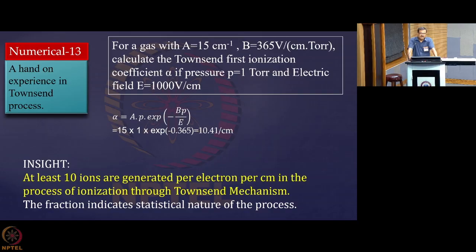That is the way the electrons are getting multiplied by the Townsend mechanism. Now there is one other fact: what we have got is 10.41 per centimeter. Now you know that this many electrons are getting generated. We understand that 10 electrons will be generated or 11 electrons will be generated, but how is it 10.4? What is 0.4 of an electron, actually?